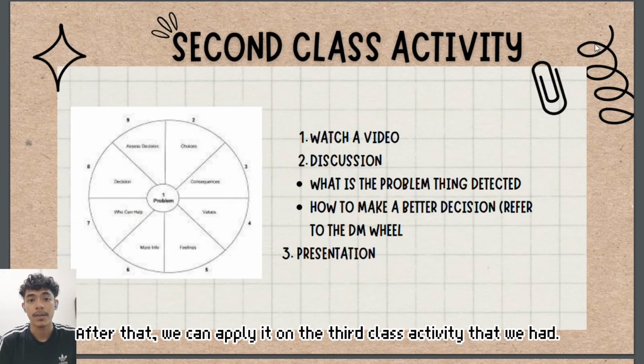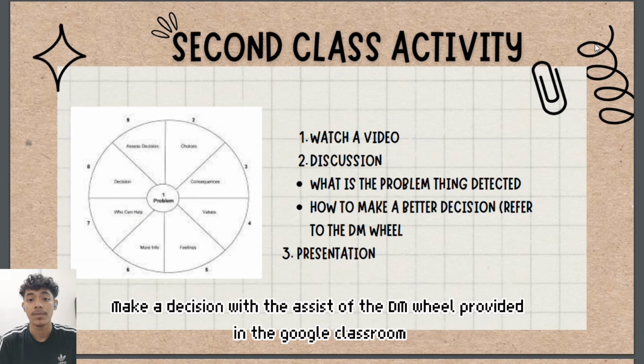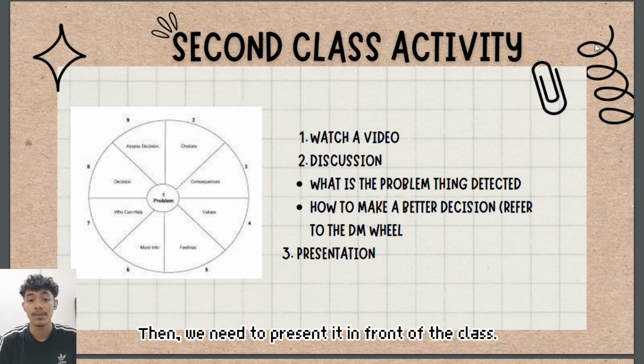After that, we can apply it in the third class activity that we had, where the students must watch a video and discuss among the group what problem is happening in the video, and make a decision with the assistance of the DM wheel provided in the Google Classroom, and then present it in front of the class.